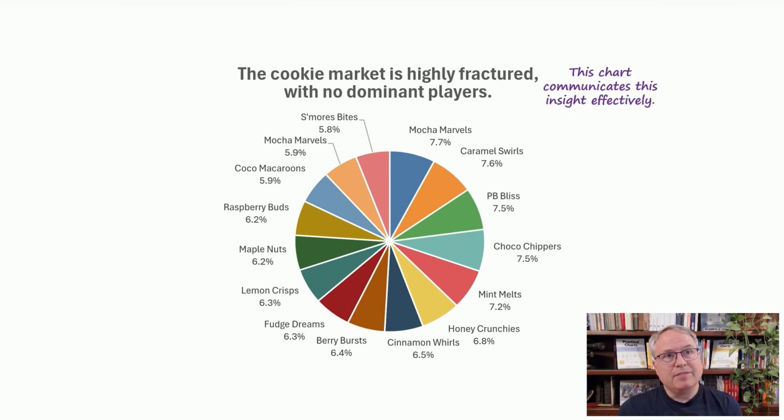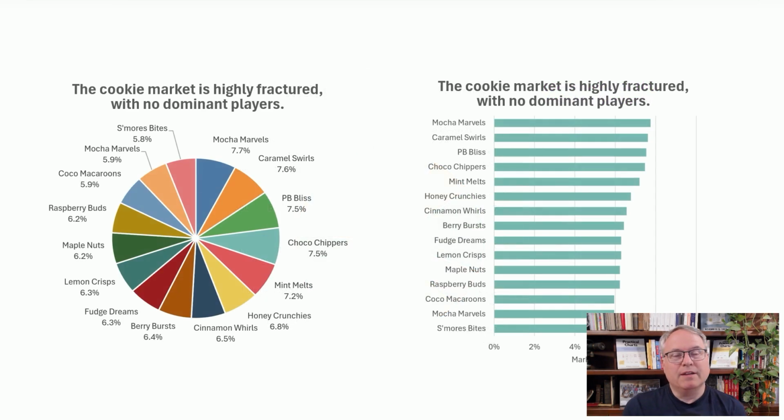And I would argue that even though there are 15 slices here, 15 parts, that is what this chart says, right? This is a highly fractured market with no dominant players. And so in fact, I think it would actually communicate that insight better than a bar chart would, right? A bar chart, like I said, is good for comparing individual parts with one another. But if the insight is that this is just a highly fractured kind of breakdown of a total, it's not really what a bar chart says.